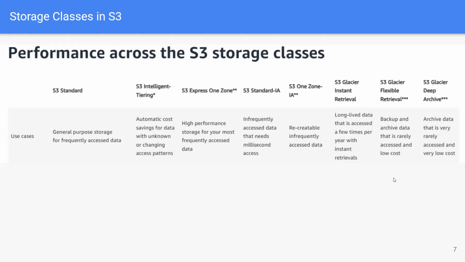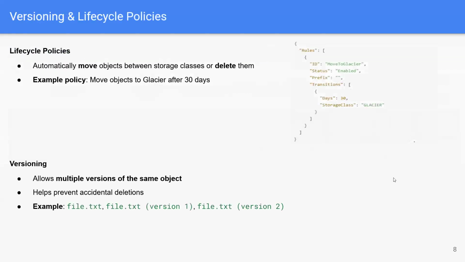Then let's talk about versioning and lifecycle policies. You can set lifecycle policies to automatically move objects between storage classes or delete them after a certain period. For example, if you want to change your storage class to Glacier after 30 days, you can define it in the lifecycle policies using the AWS console as shown in the picture.